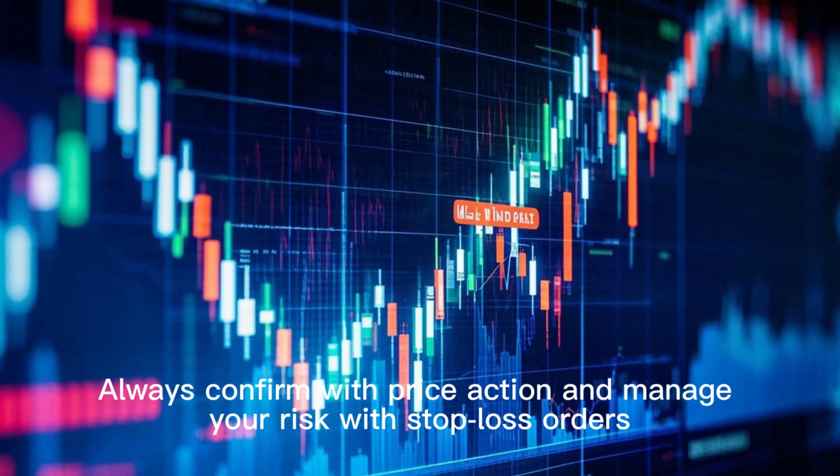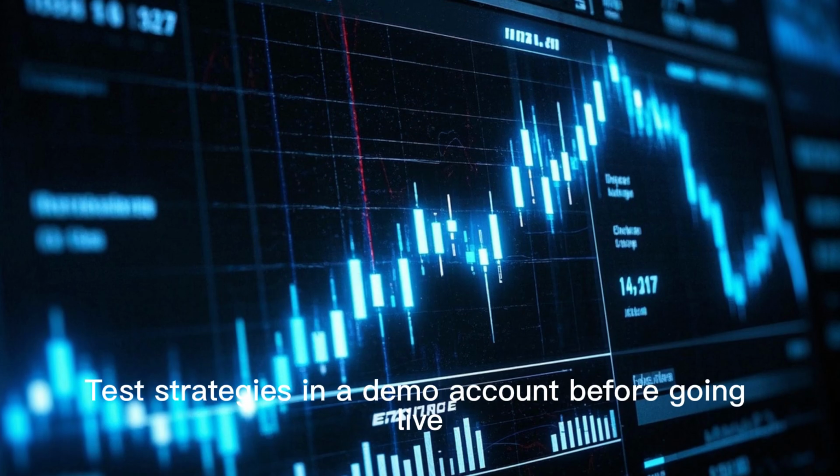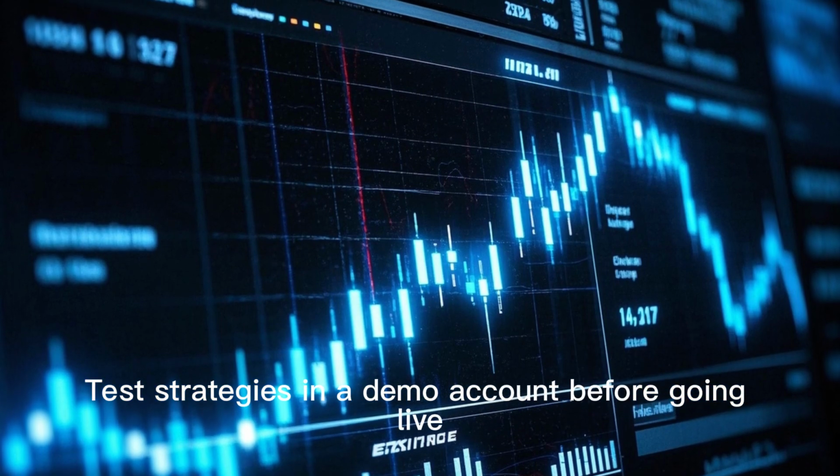Always confirm with price action and manage your risk with stop-loss orders. Test strategies in a demo account before going live.